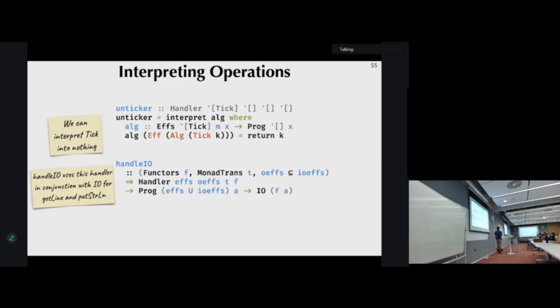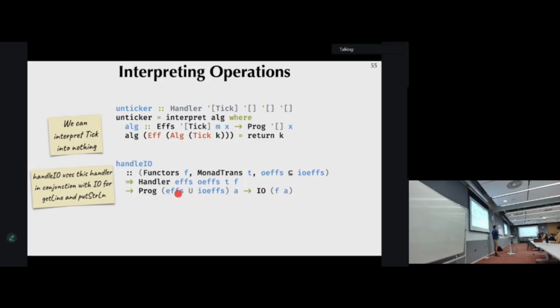So the way that these things are implemented, I think the implementation details aren't really that interesting here. There is some code you have to write which says something like, if you see a tick, then please just do nothing. That's the unticker. There's some machinery that allows you to define that, and I don't think it's too relevant today. Then there's this funny thing called handle IO, which basically says, I'm going to try and apply your handler, which recognizes and removes the effects, produces some output effects, and a program that has those effects embedded in it, unioned with some IO effects, and I'm going to execute.